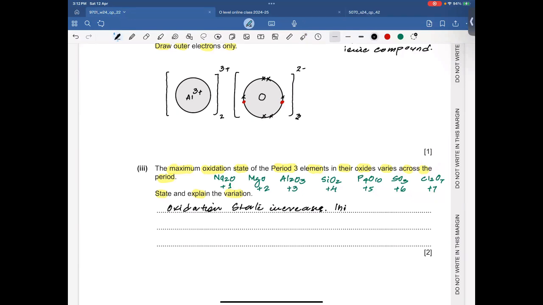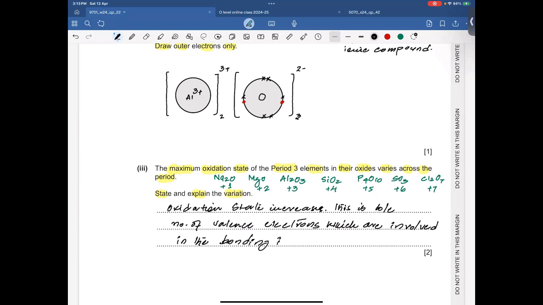This is because the number of valence electrons which are involved in the bonding increases.